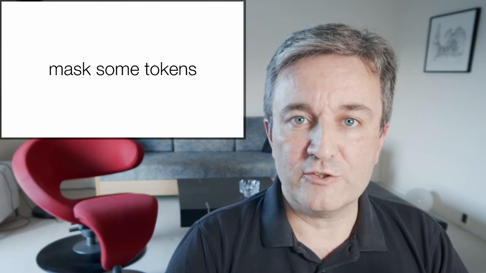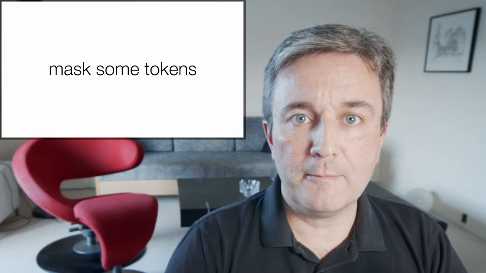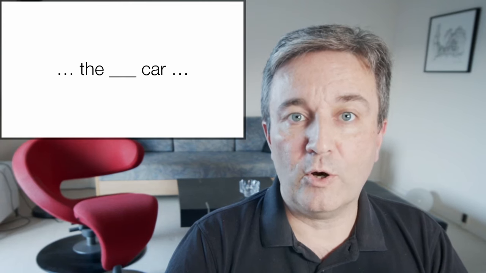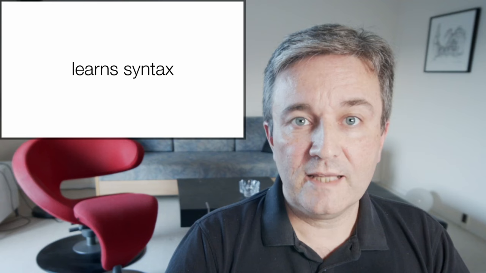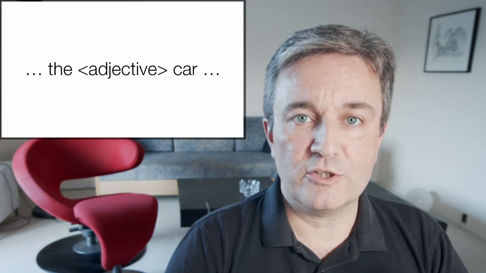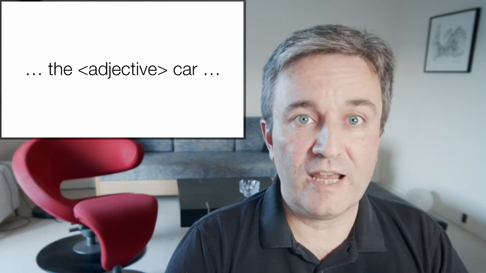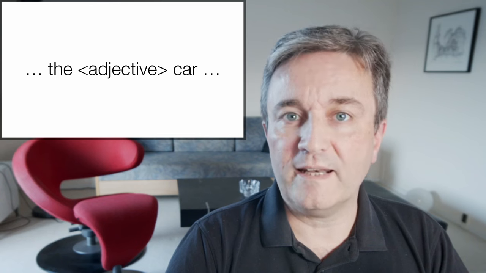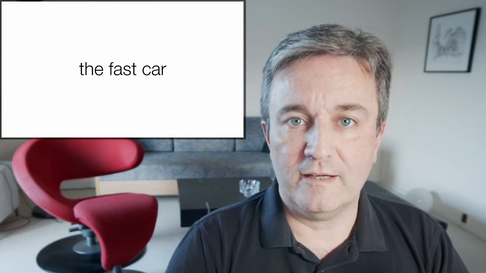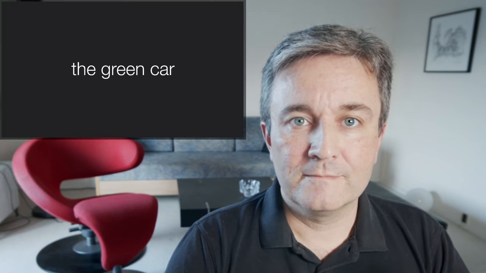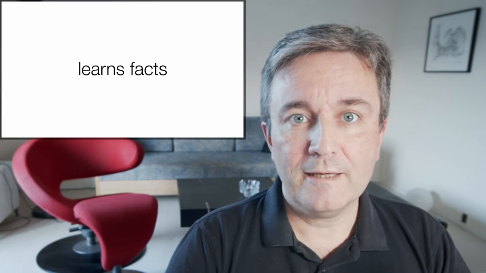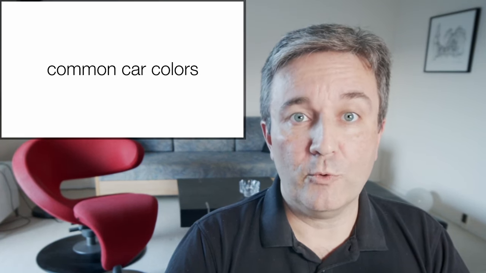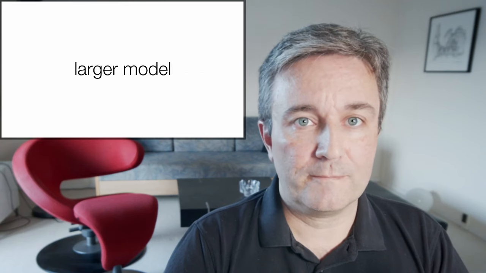The big trick here is that you mask some of the tokens, typically about 15%, and ask the model to, from the context, predict the missing word. Thereby, it will learn the syntax of language. It will, for example, learn that in this example, the missing word is probably an adjective. It could be the fast car, or it could be the red car. It will also learn that it's probably not the green car. And that way, it learns facts about the world, such as common car colors.